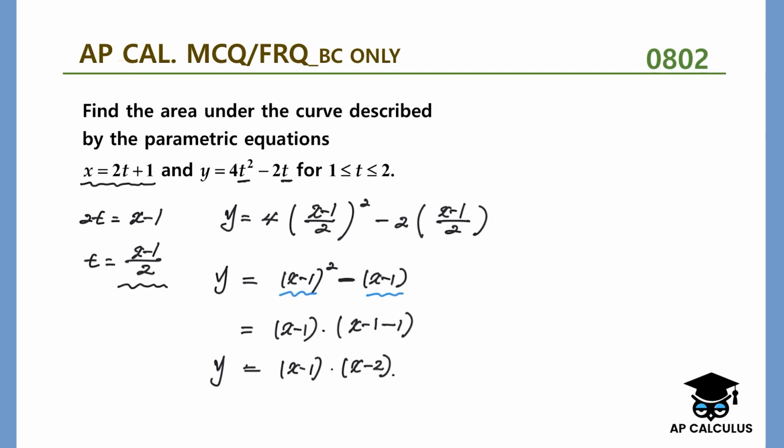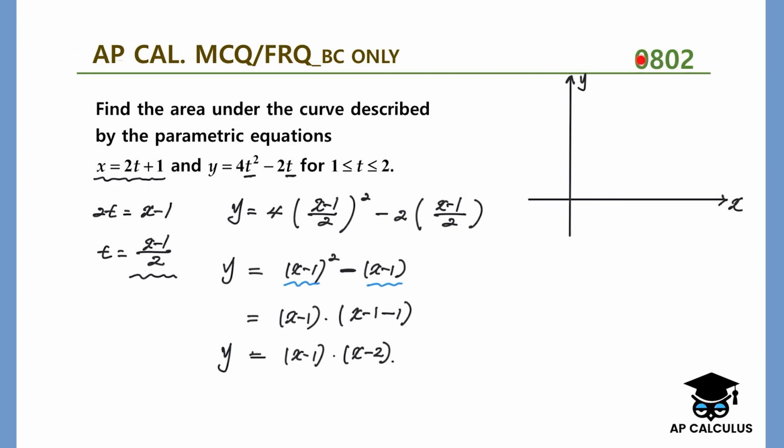So far so good. Here we have the xy plane. This function right here has x-intercepts at x equal 1 and x equal 2, right? It is a quadratic function, so the graph looks like that, right?